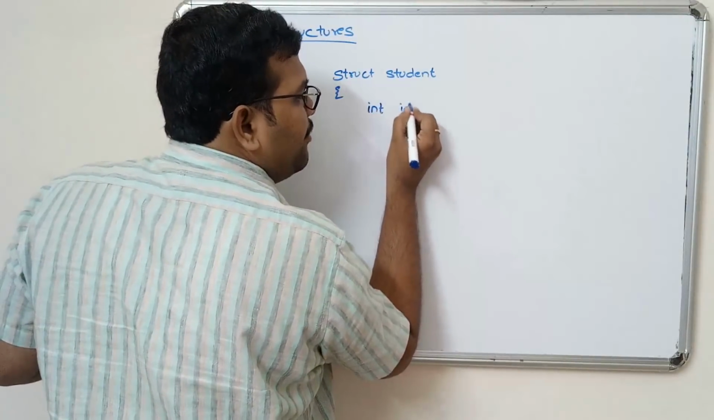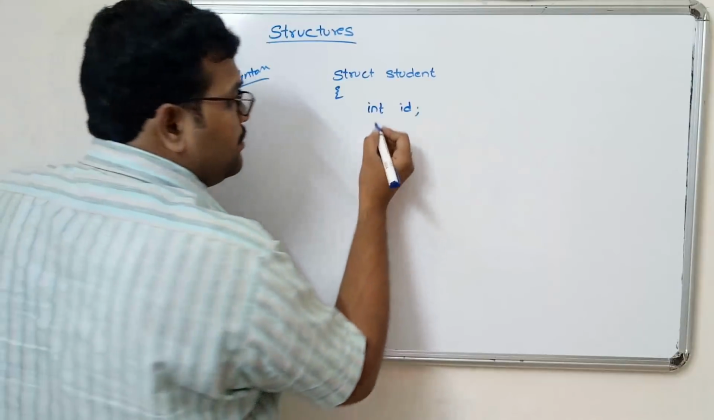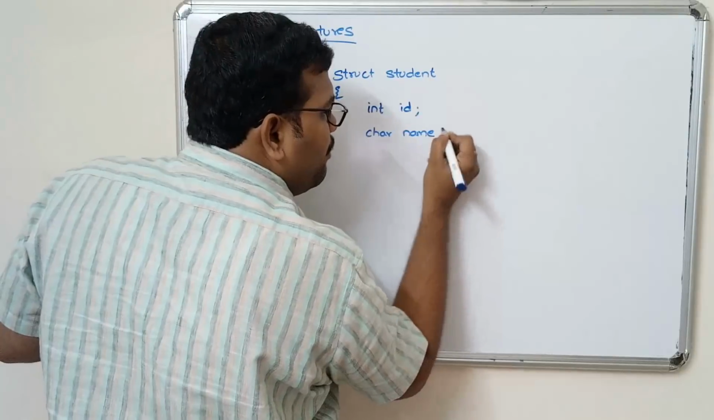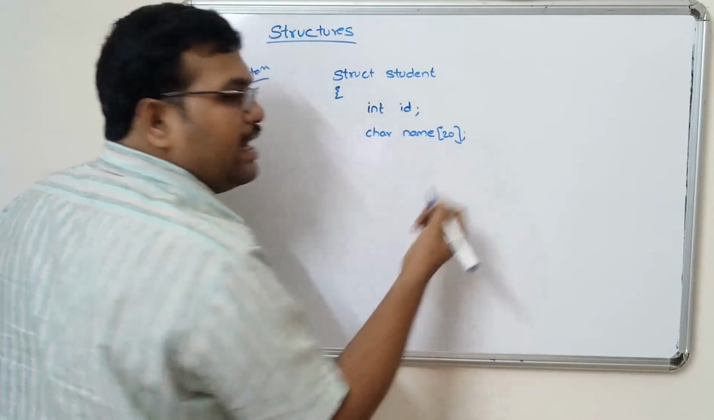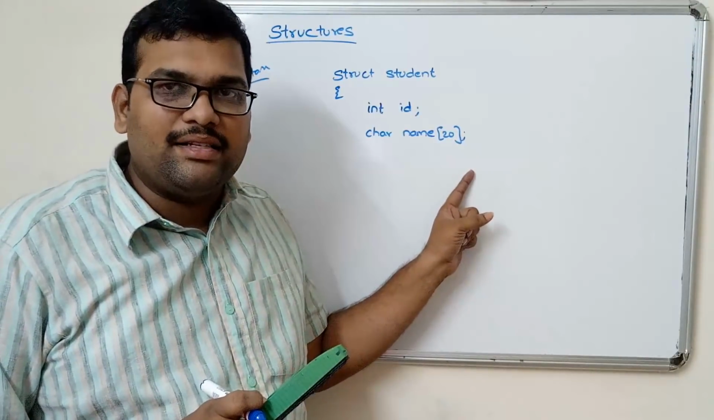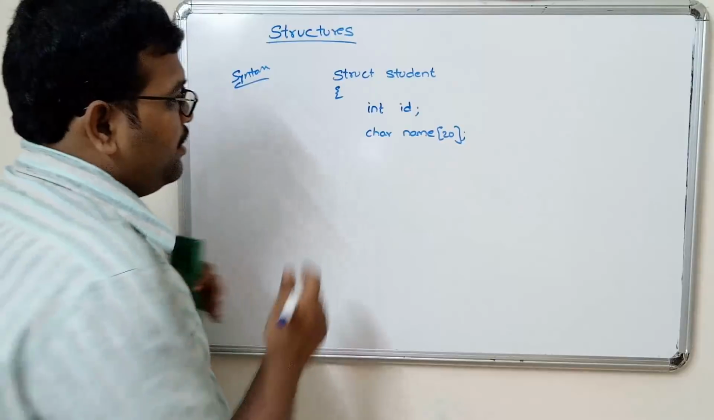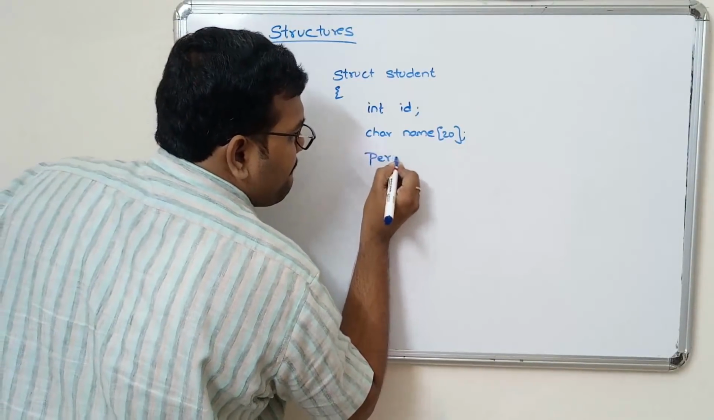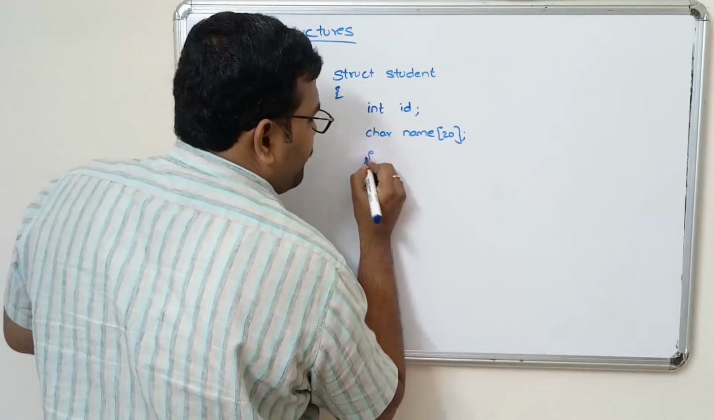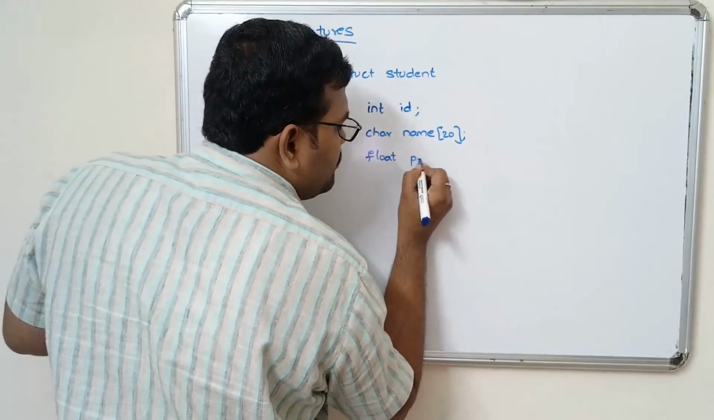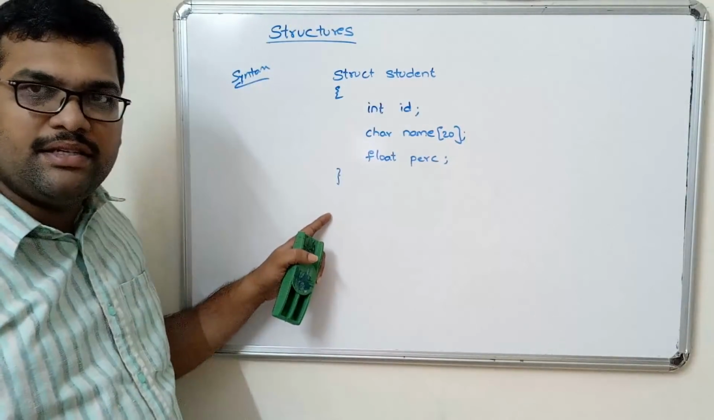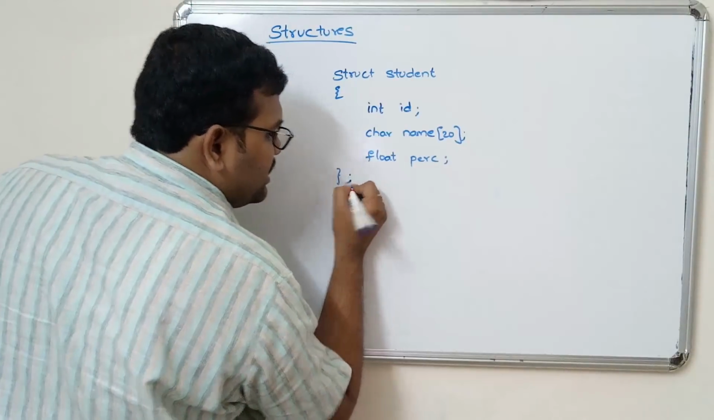Integer ID, semicolon, character name of 20. Here name is a string, and a string must be implemented by using character arrays. So I have created an array. Then float percentage. Close the braces and close the semicolon.